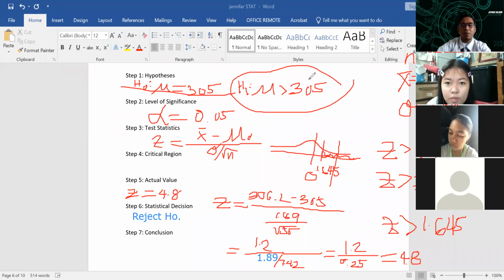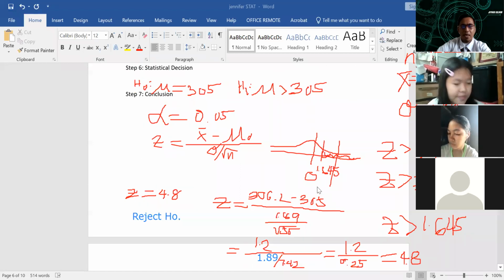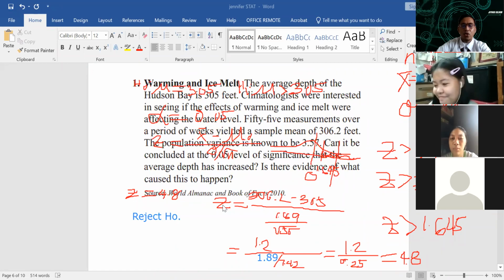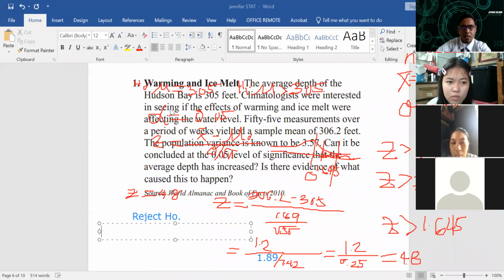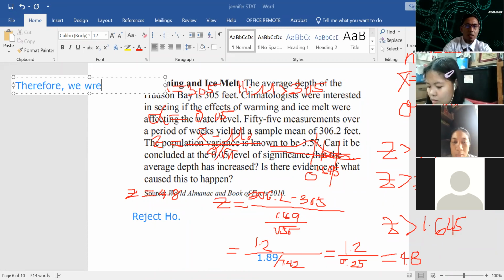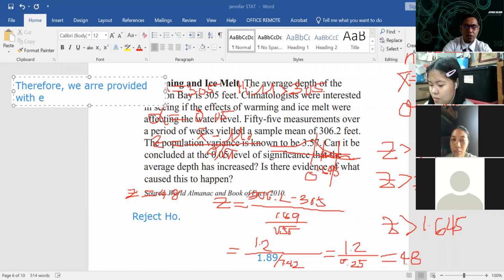So saan pagbutang sa conclusion? Okay, ito na ang conclusion. Balik ta sa problem. In giving the conclusion, you should state it this way. Let me adjust it. It's here. Therefore, we are provided with enough evidence.